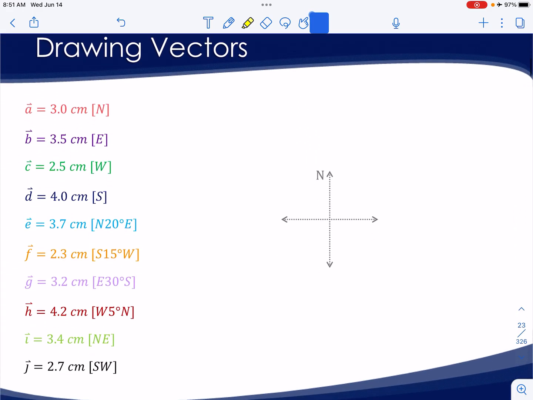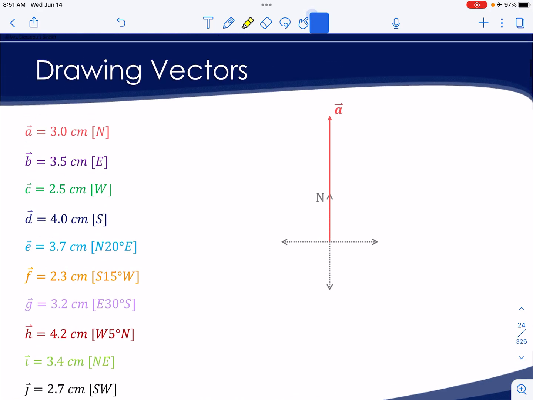So here's some more examples. Here you have several vectors, A all the way through J, and you have your compass right here. Go ahead and pause the video and try to draw those out.